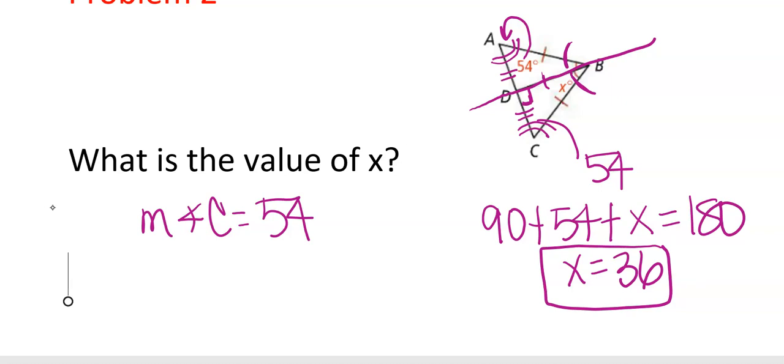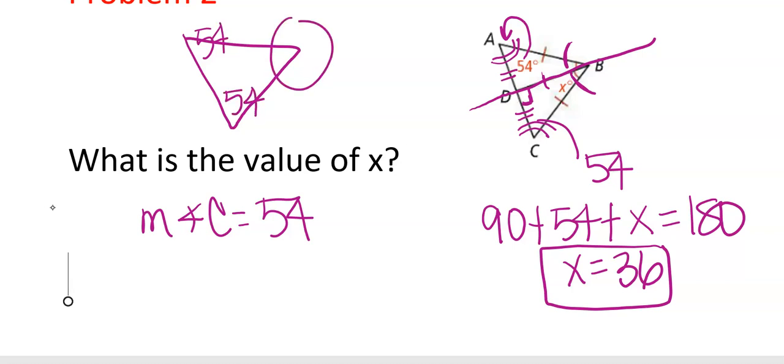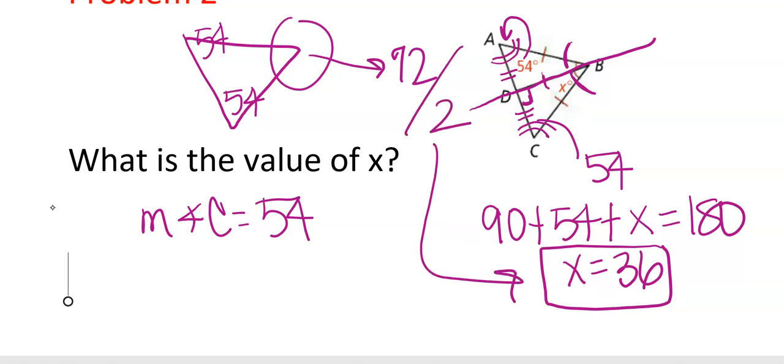One other way that you could do it is like this. This one right here is 54. This one right here is 54. How much would that whole thing be? You could just do the large triangle if you wanted. That would be 72. But we know that x isn't the entire triangle, it is split in half. So if you divide 72 in half, you get 36.